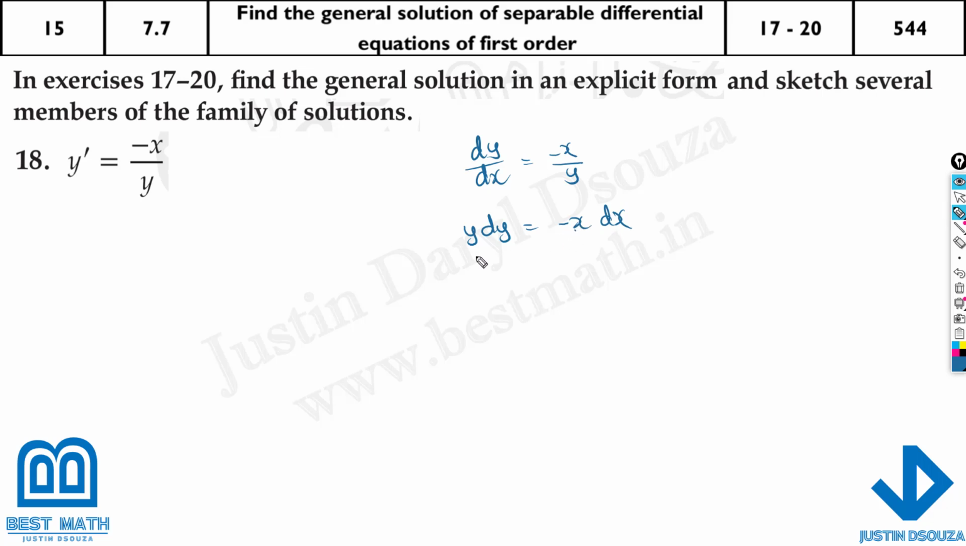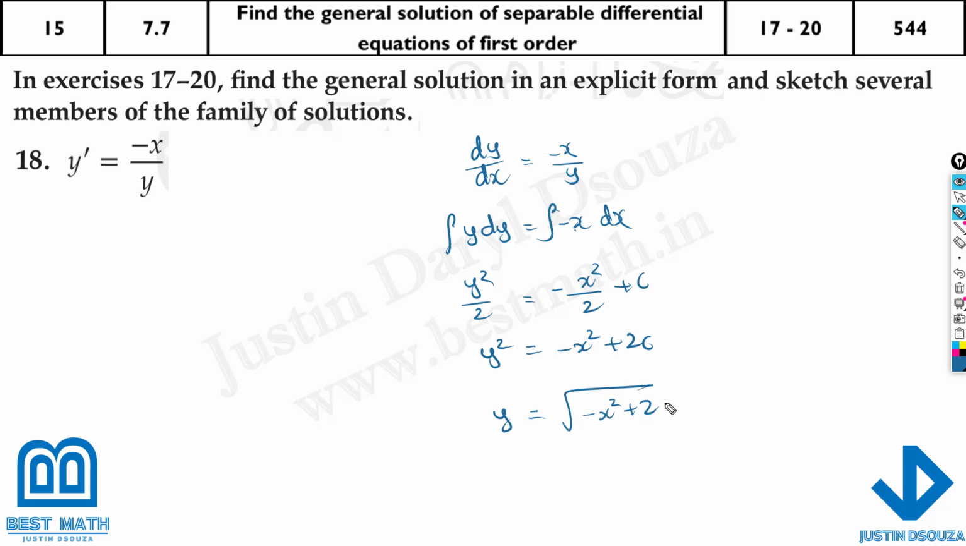Now what happens? You can integrate both the sides. When you integrate both the sides, it'll be y squared by 2 is equal to minus x squared by 2 plus c. Now we can multiply throughout by 2. Why? Because this is 2, this is 2, there is nothing over here, right? Multiply throughout by 2, it'll cancel, it'll be 2c. So it'll be y squared is equal to minus x squared plus 2c. Now take the square root on both the sides. It'll be y is equal to square root of minus x squared plus 2c. That is the correct answer.